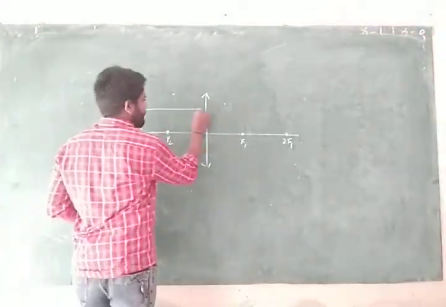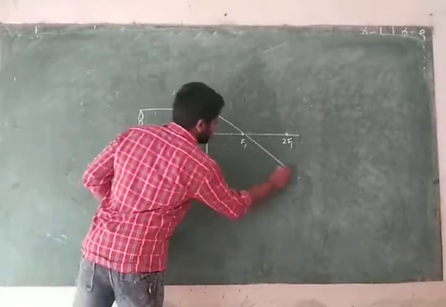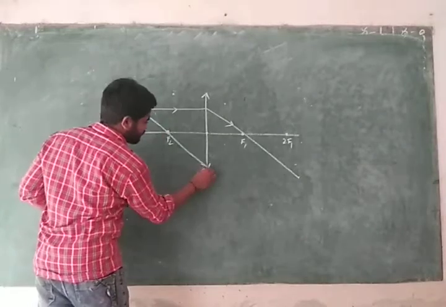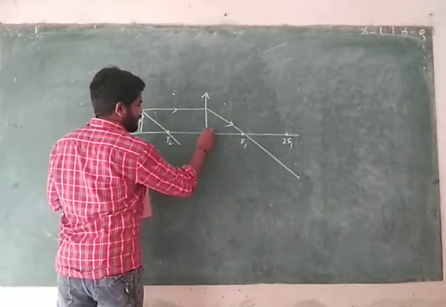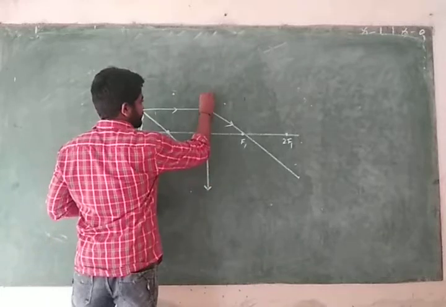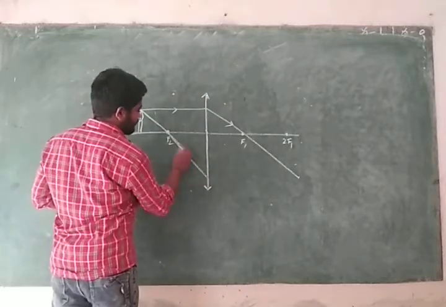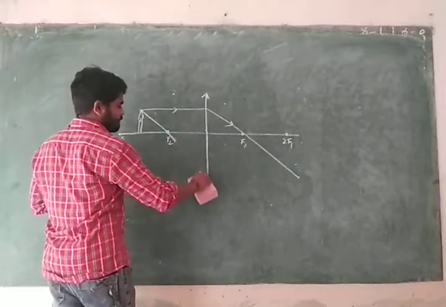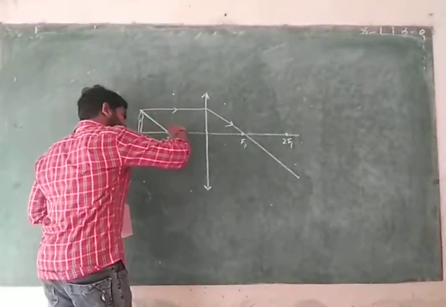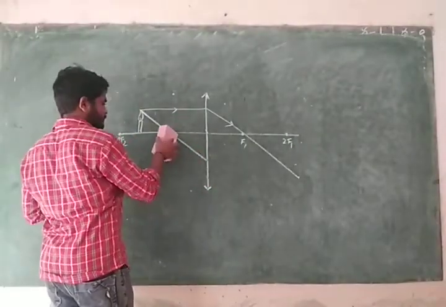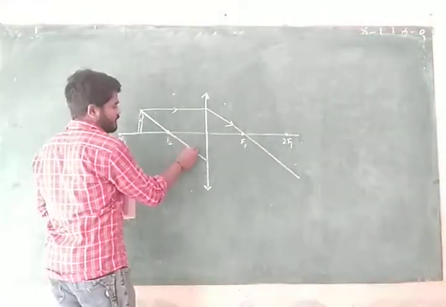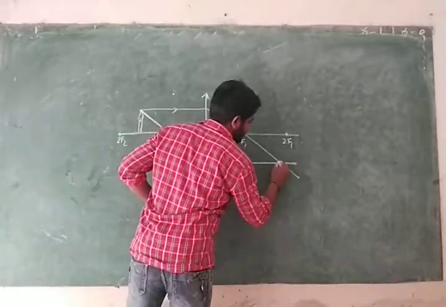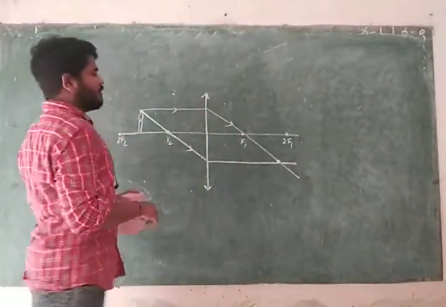A first light ray which is parallel to the principal axis passes through the focal point. The light ray which passes through the focal point, after refraction passes parallel to the principal axis. See, here it is forward.